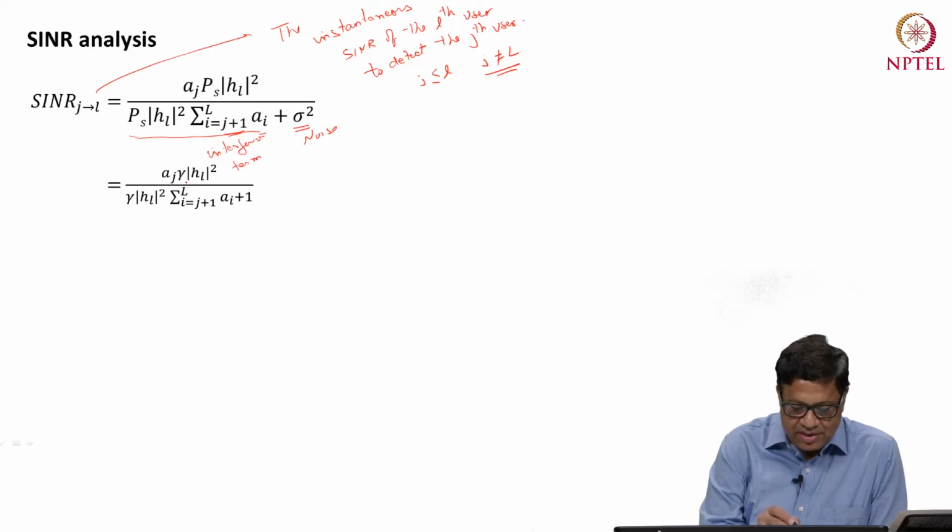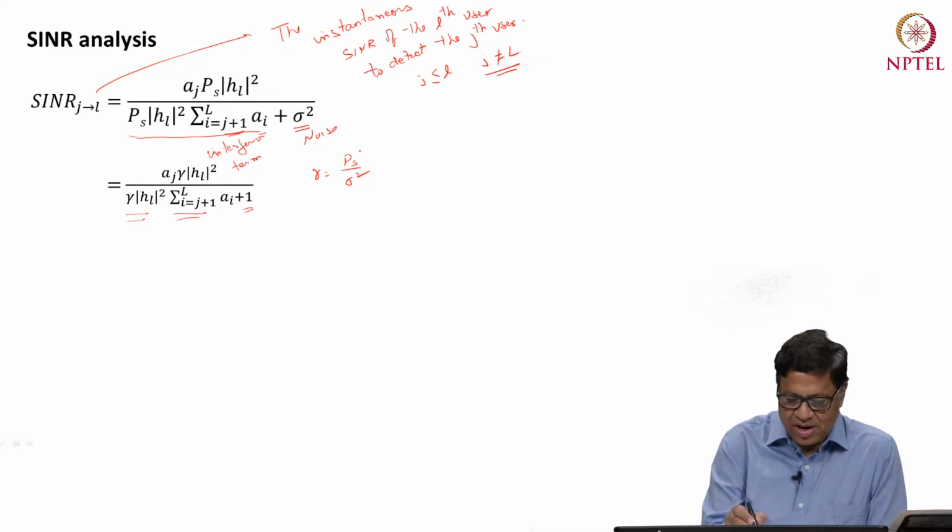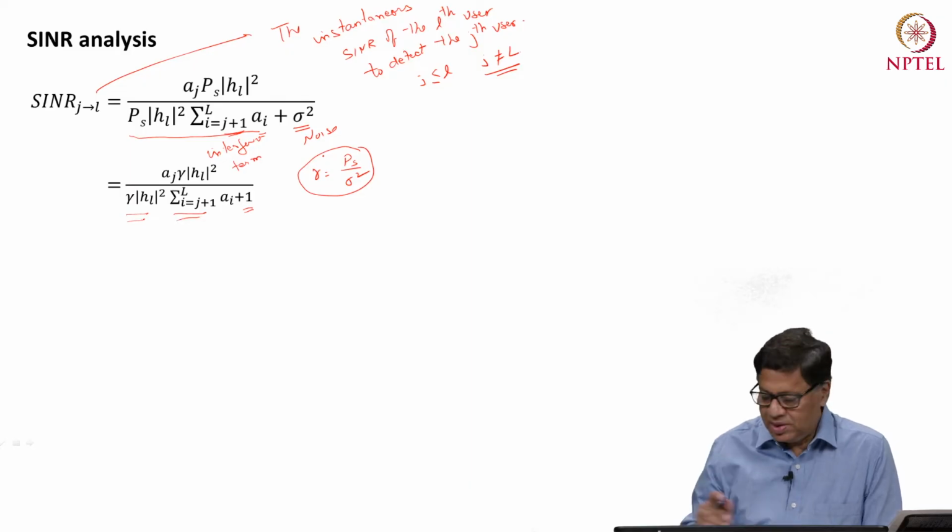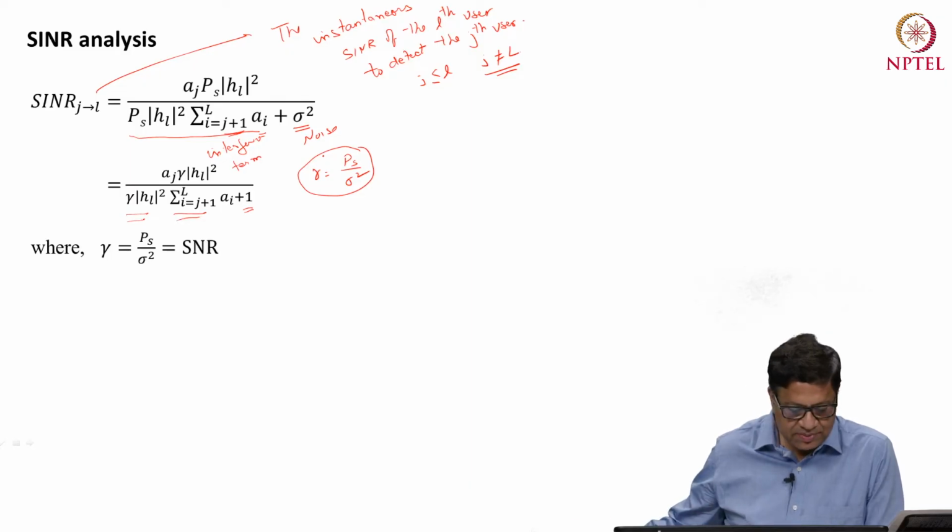So I can write this gamma as P_S over sigma square. So this can be written as A_j gamma |H_L| square divided by gamma |H_L| square summation of this A_i plus 1. So I have used the identity gamma is equal to P_S by sigma square, which is actually the SNR, signal to noise ratio.